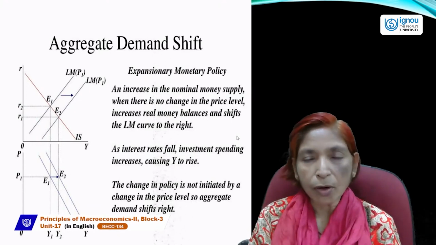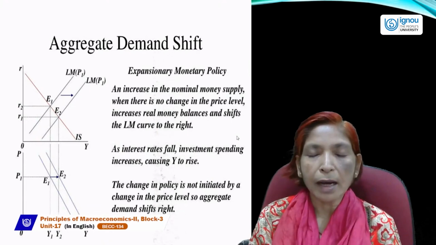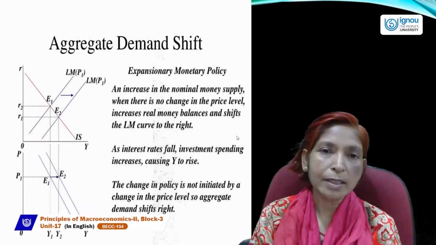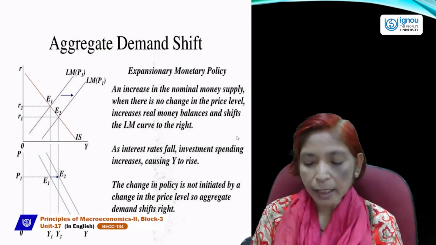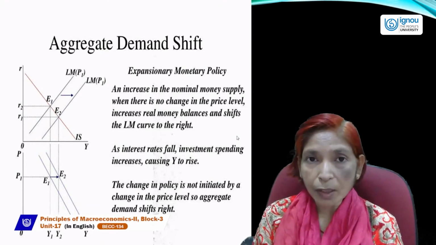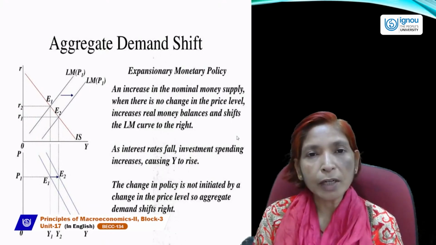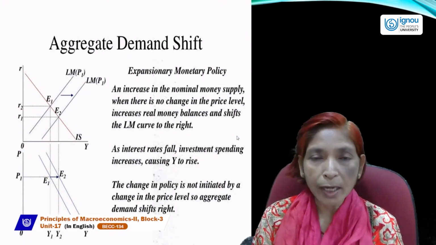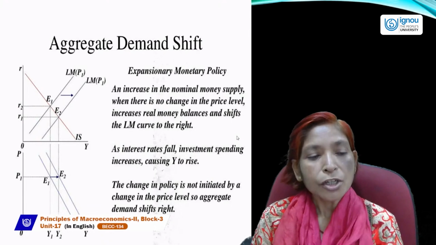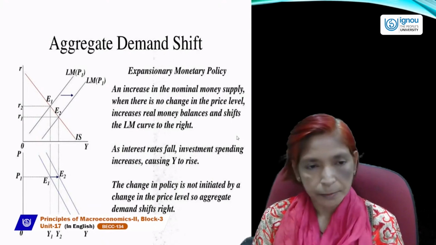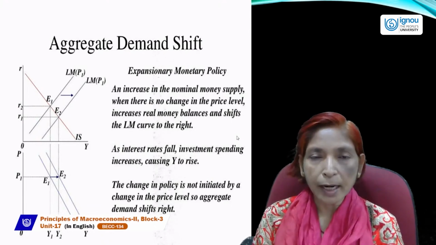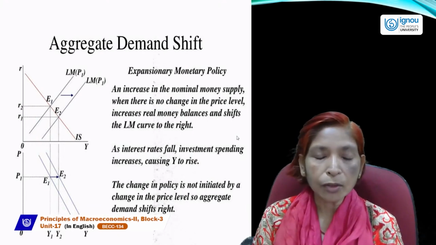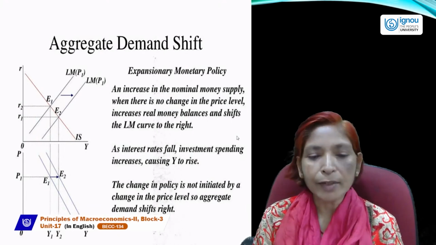When the government follows contractionary fiscal policy, then the IS curve shifts to the left hand side and AD also shifts to the left hand side. So the aggregate demand curve can be derived also with the help of ISLM curve analysis, and the ISLM curve can also help in the shift in the aggregate demand curve. So fiscal policy and monetary policy can shift aggregate demand either to the right hand side or left hand side.